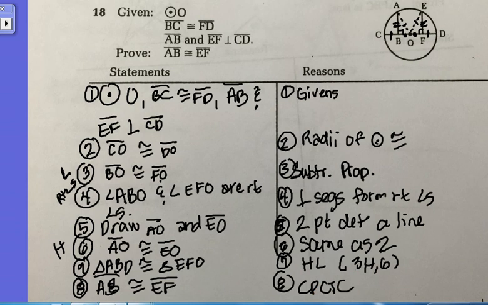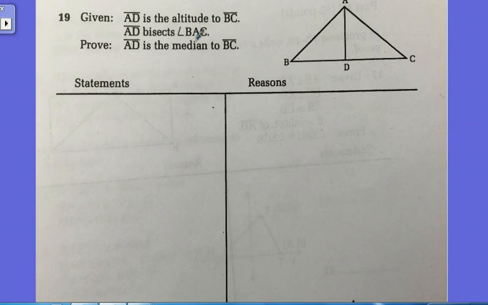Moving on, 2 more. Here we have number 19. AD is the altitude to BC. We know that altitudes form these right angles. AD also bisects angle BAC. So that means we've got an angle bisector up here. All right, so we've got these two congruent angles here.